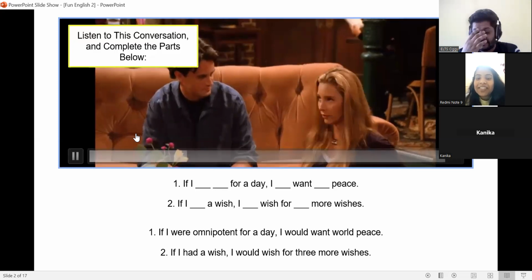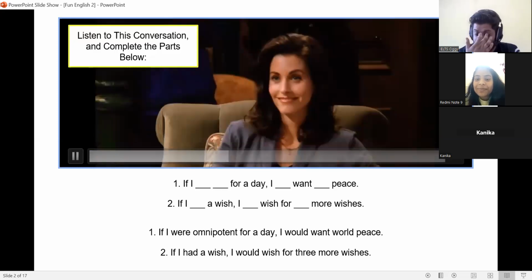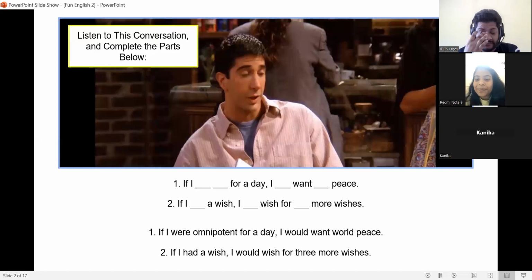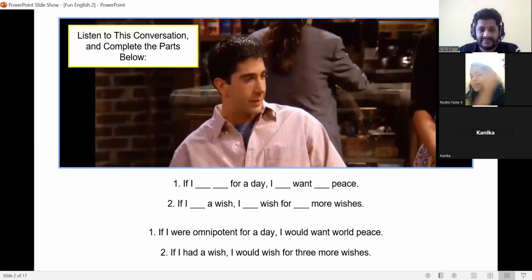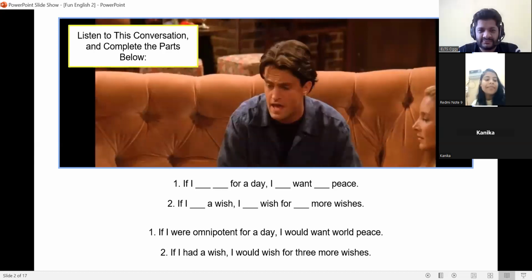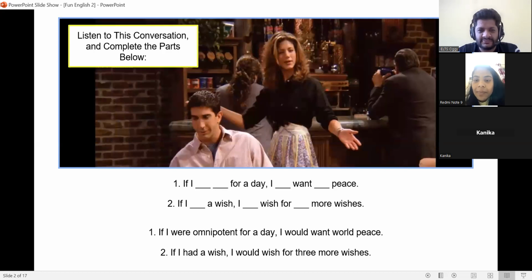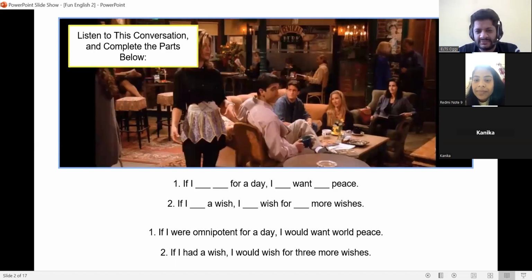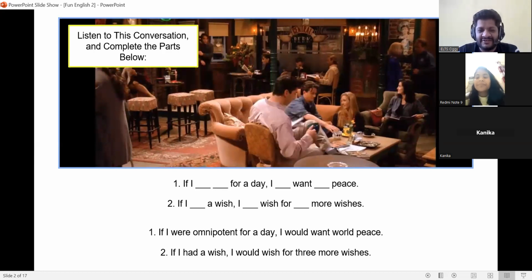Good things for the rainforest. And bigger boobs. So you took mine. Chandler, what about you? If I were omnipotent for a day, I'd make myself omnipotent forever. See, there's always one guy. If I had a wish, I'd wish for 3 more wishes. If I had a wish, I would wish for 3 more wishes.